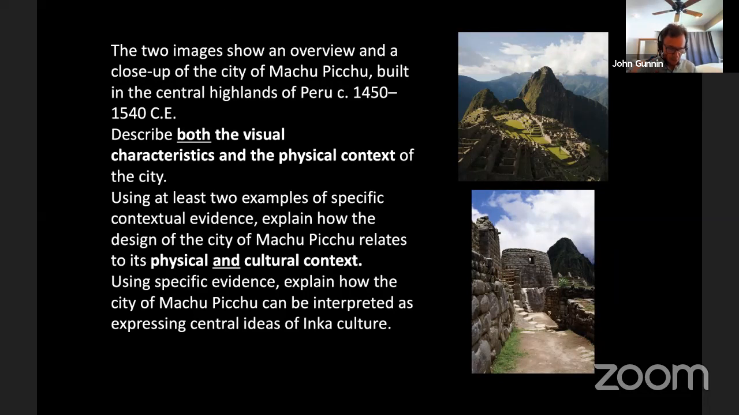Okay, and so the next one would be talking about the design of the city and how it relates to its physical and cultural context. One of the things that I really brought out in looking at this work was that the layout of Machu Picchu takes into account what we call architectonic, which means the architecture was related to the sky. The solstices, things line up.